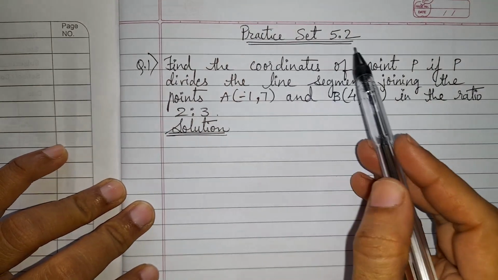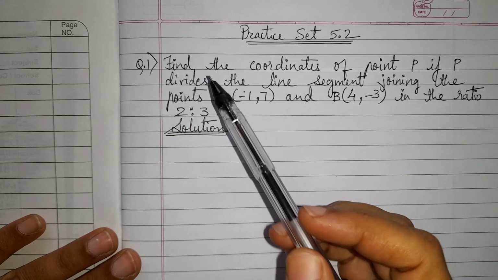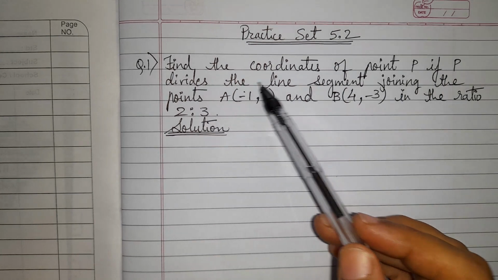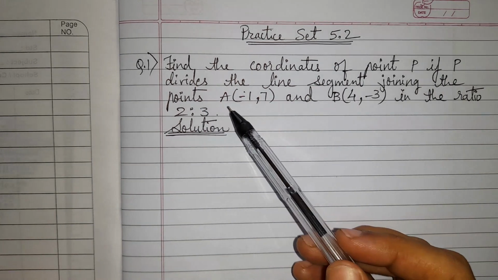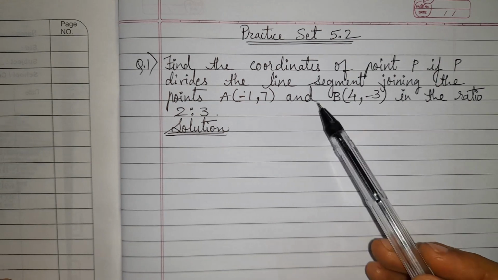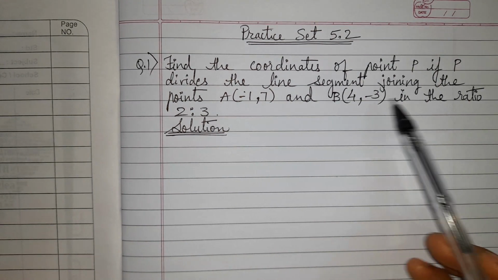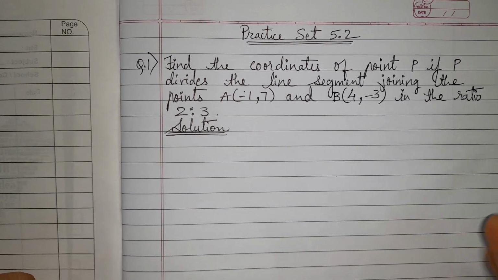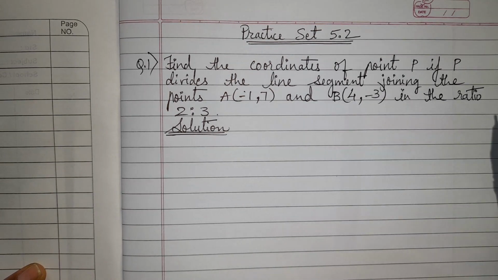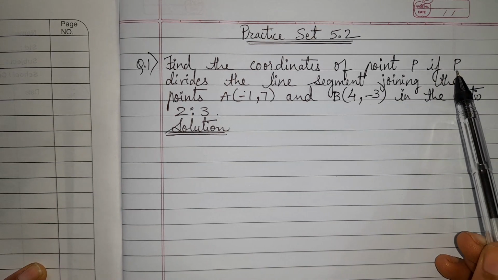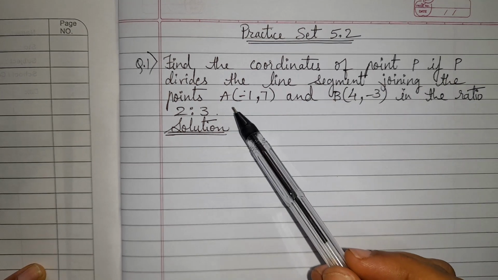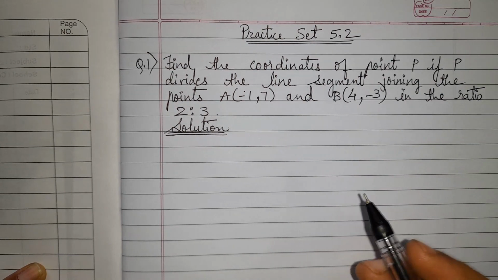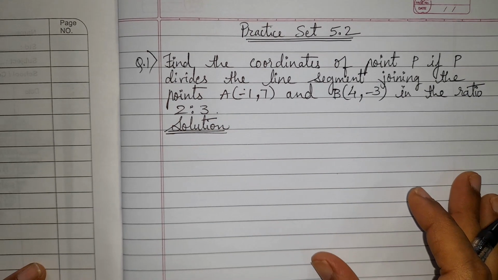We start with practice set 5.2. The first question: find the coordinates of point P if P divides the line segment joining the points A (-1, 7) and B (4, -3) in the ratio 2:3. We solve this question. In this question, we have point P that divides the segment AB in the ratio 2:3. We'll be using the section formula to solve this problem. Let's start.